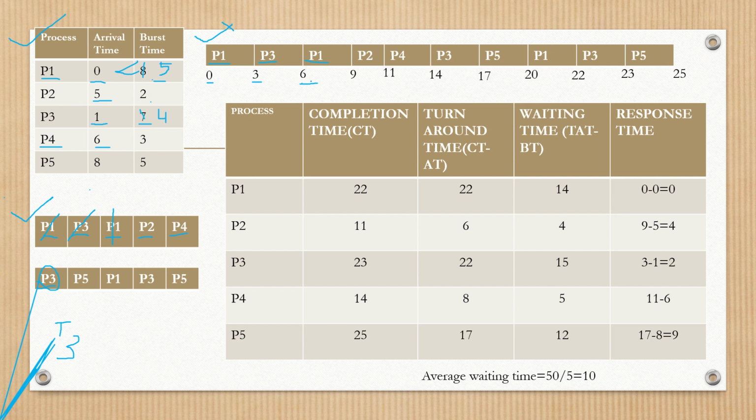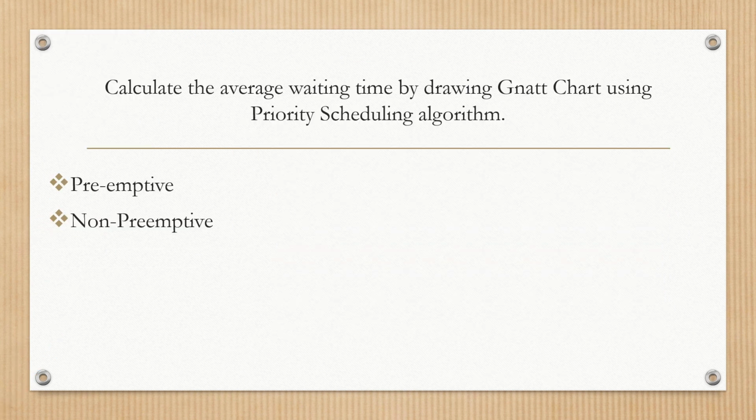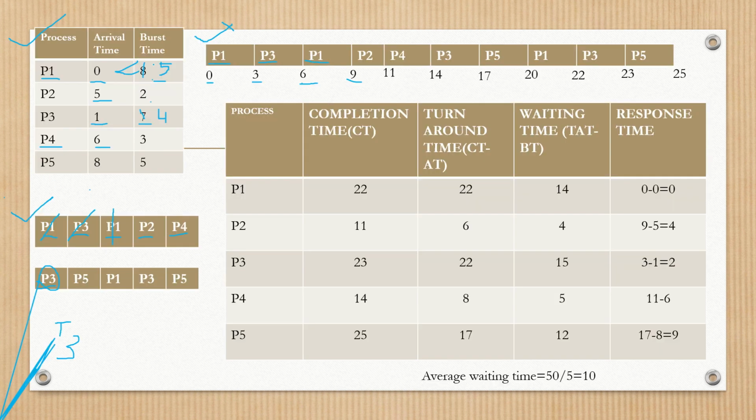So from 6 it will do how much unit of time? 3, because our time quantum is 3. So 6 plus 3, till 9 it will be going to execute process P1. And from here, process P1's burst time is again going to reduce by 3 units of time. So 5 minus 3, the pending burst time for you is 2.